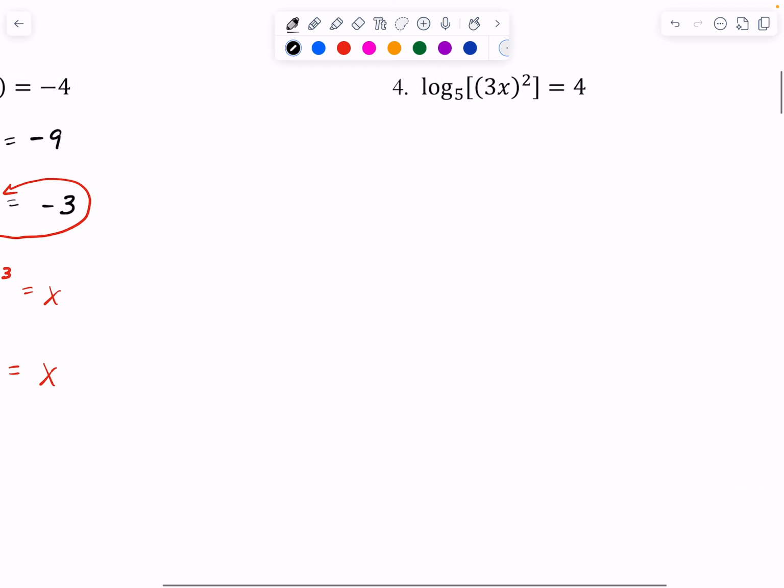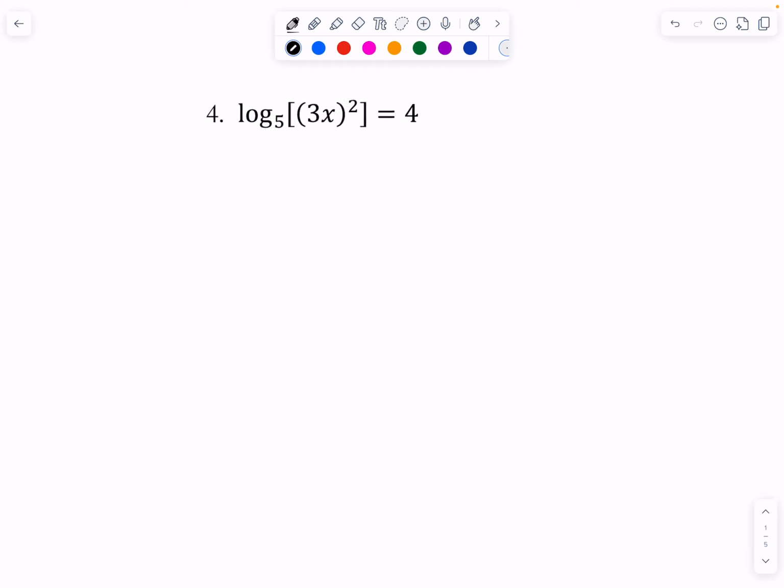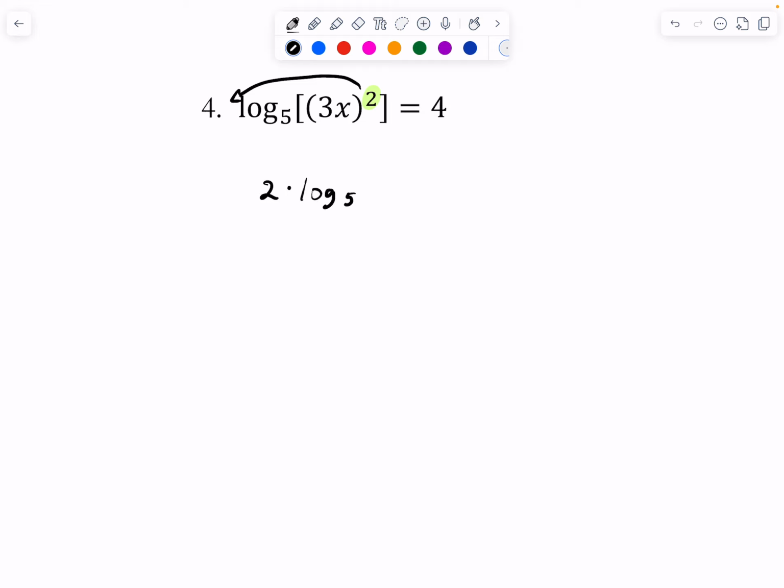Okay, number 4. Now, I'm going to use a property before I actually rewrite it as an exponential equation. You technically could rewrite this, but I do see a power right here. So I'm going to use one of my properties that allows me to move it to the front. So 2 times log base 5 of 3x. I highly encourage you to do this and make your life easier in terms of smaller numbers, because now I can move that 2 over with division, and 4 divided by 2 is 2.